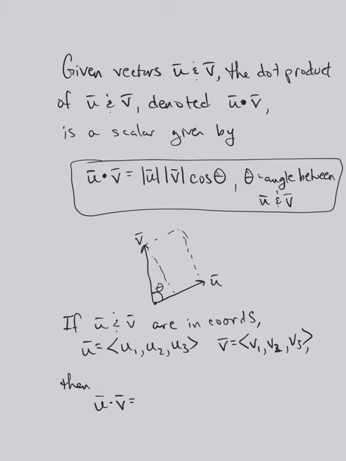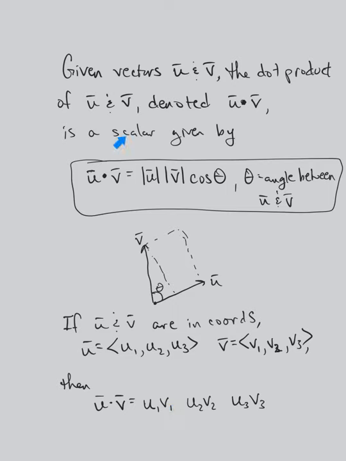We need to make sure this gives us a scalar, but what I do is I multiply corresponding coordinates together. So I do u1 times v1, and then u2 times v2, and then u3 times v3. Now that's only if you have 3 coordinates. If you just have 2 coordinates, this part won't be here. All right, and so you'll just have these 2.